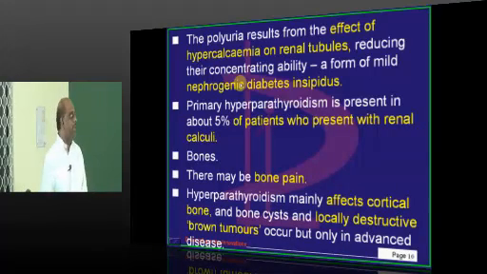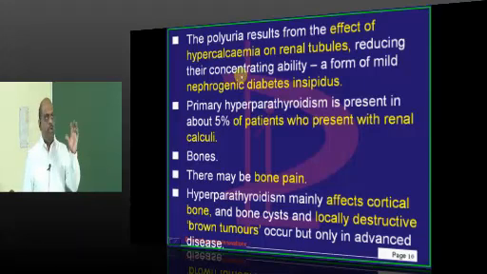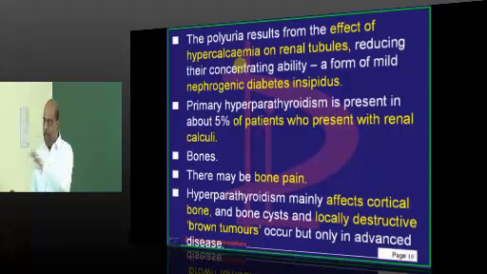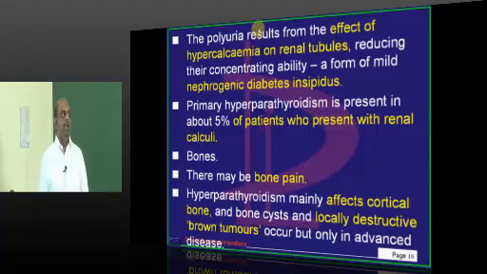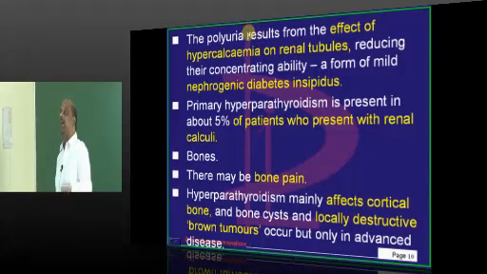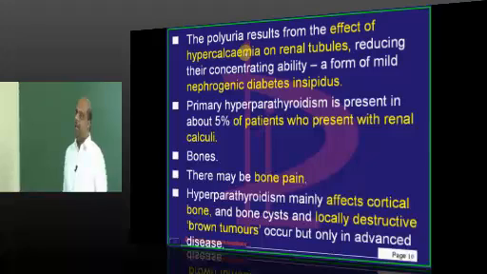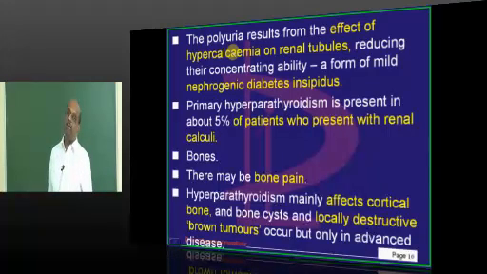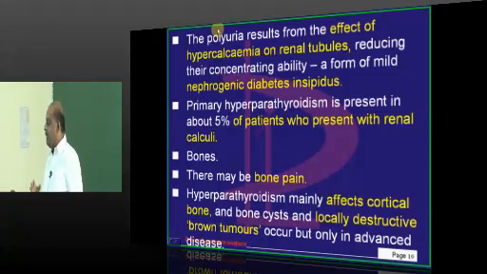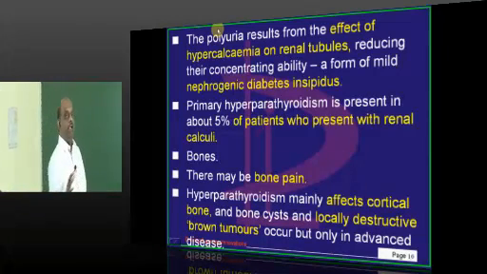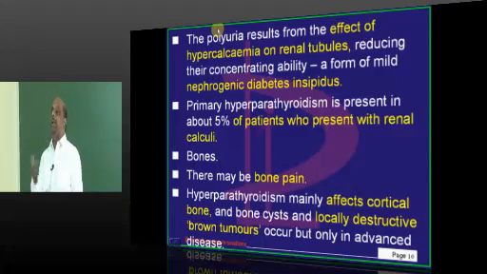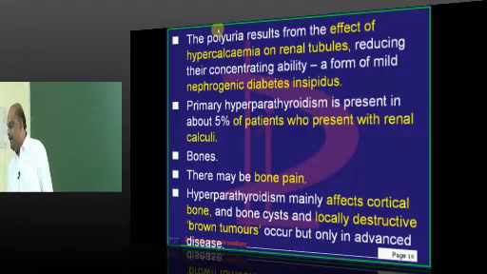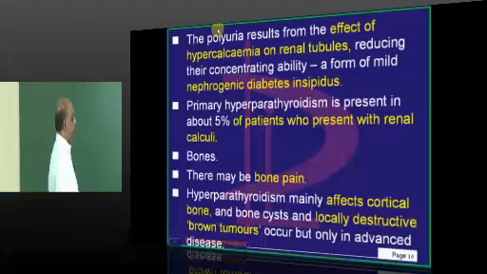Then primary hyperparathyroidism: of 100 people who have renal calculi, 5% will have primary hyperparathyroidism. Primary hyperparathyroidism is commonly because of adenoma, typically a single adenoma of the parathyroid gland, and they ultimately need to get operated. So that's the reason patients who have renal calculi should be evaluated for a possibility of underlying primary hyperparathyroidism responsible for their hypercalcemia, is what I want to underscore to all of you.